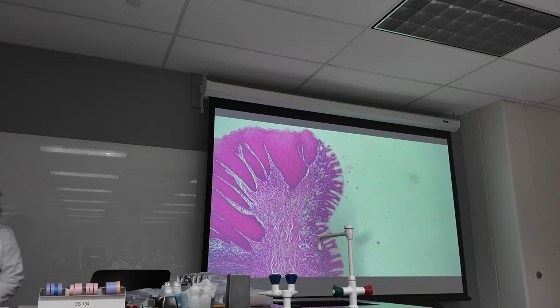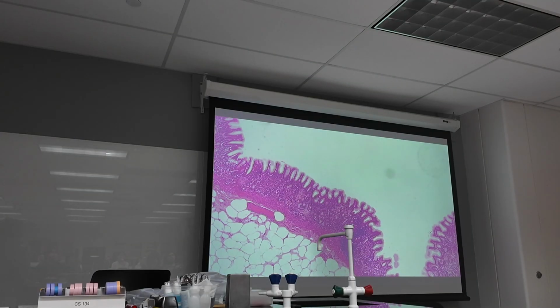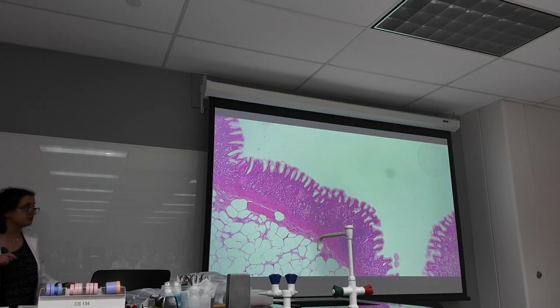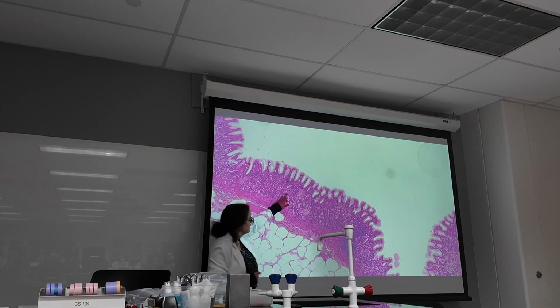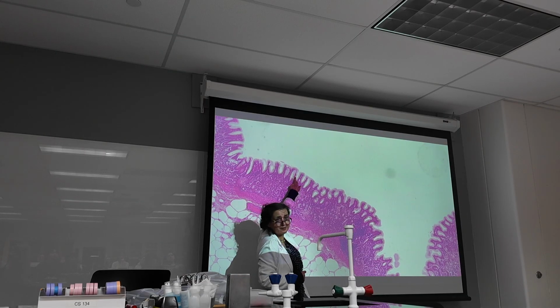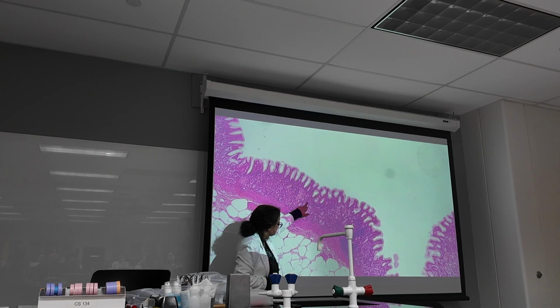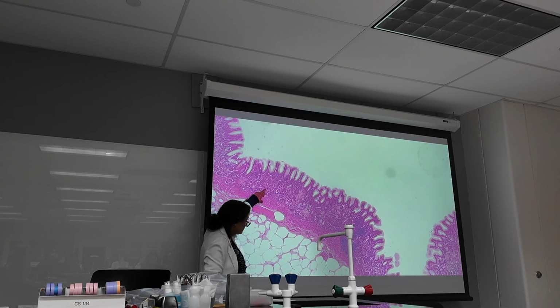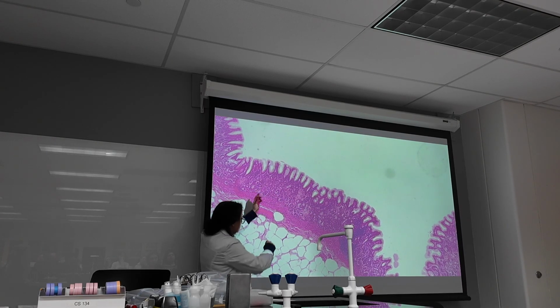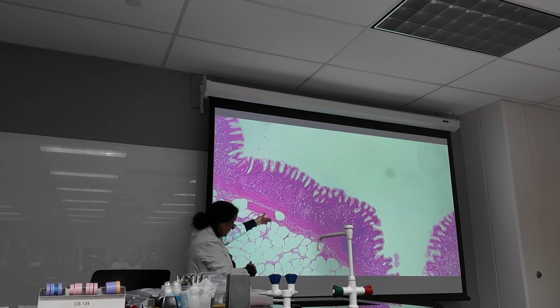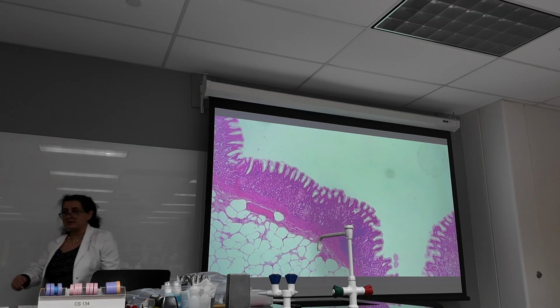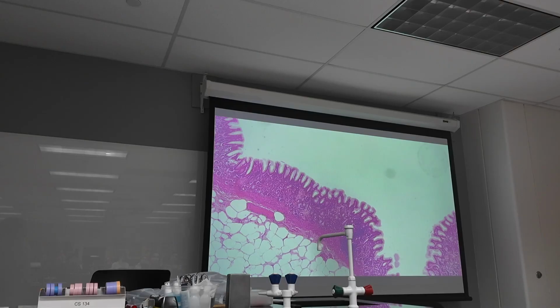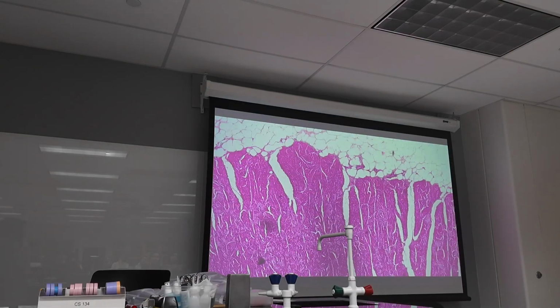In the stomach, it's very interesting. Let me show you. That's very similar to the model that I showed you, right? These are gastric pits, you see? These are the gastric glands where you have the different types of cells, right? This is the end of the mucosa. So this is mucosa. Where you see the fat tissue is the submucosa. And then you go all the way down.